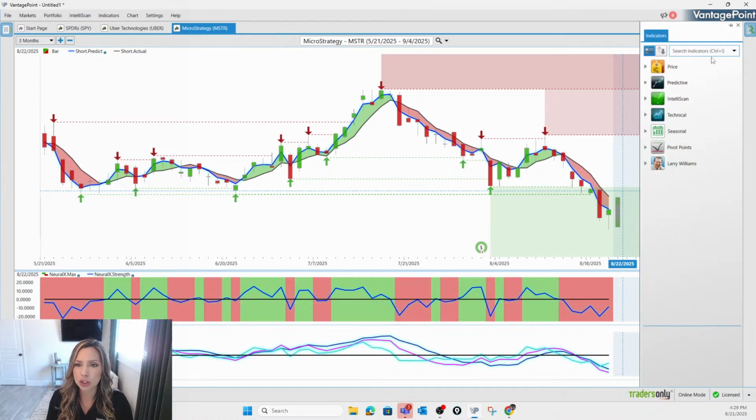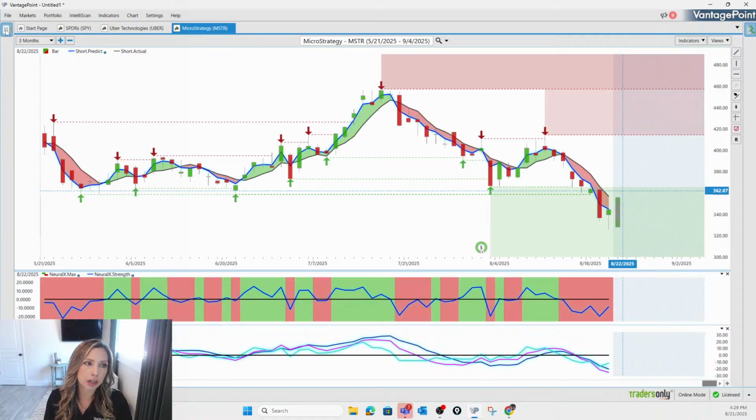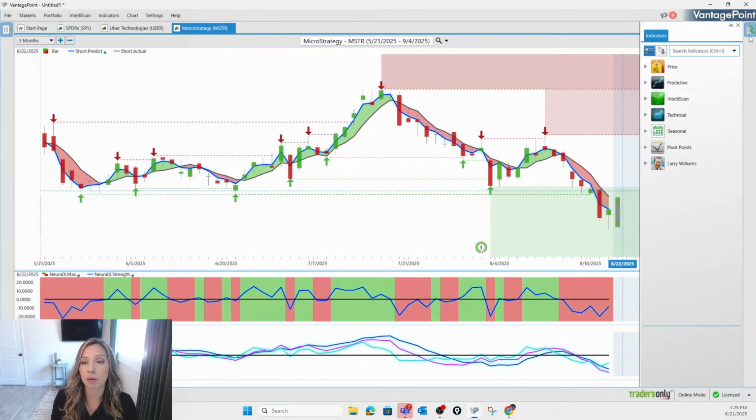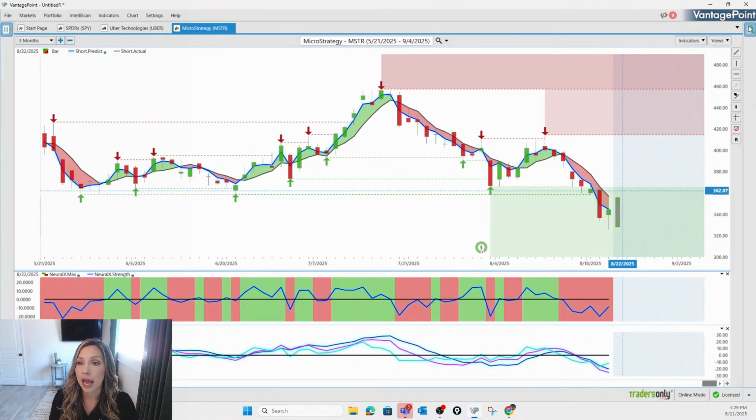There's lots of things you can do from your toolbar as well as your indicator panel, for all of my VantagePoint family members out there. Your indicator panel is going to be just over on the right-hand side. And then, of course, all of your markets are going to be found over on the left. So markets on the left and then indicators over here on the right. Those will pop out for you as well.